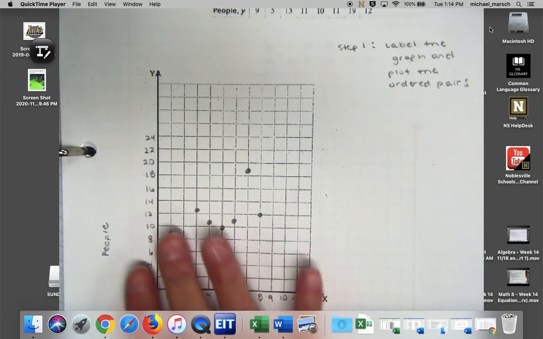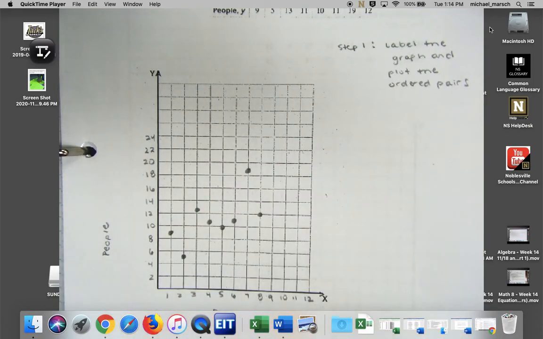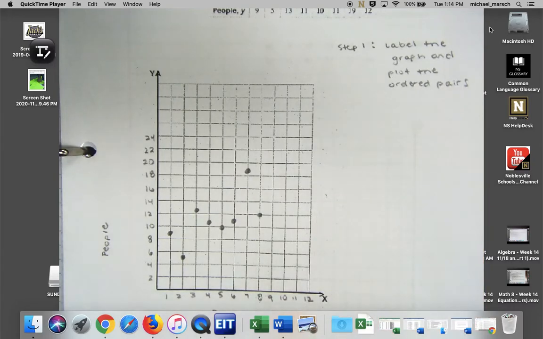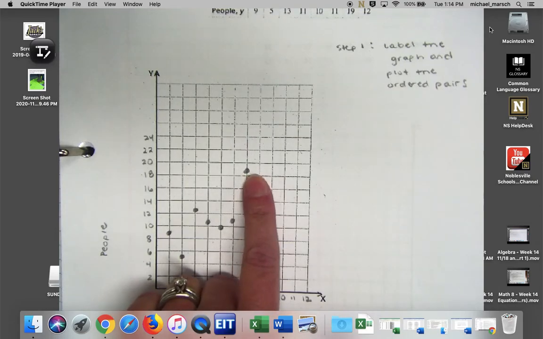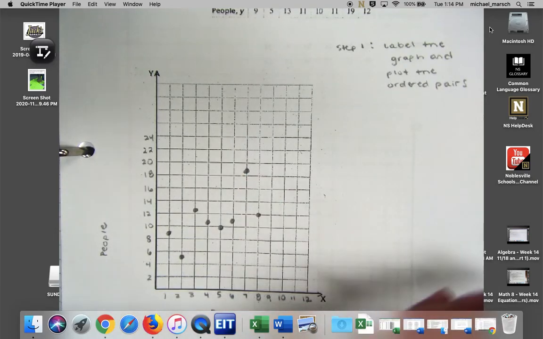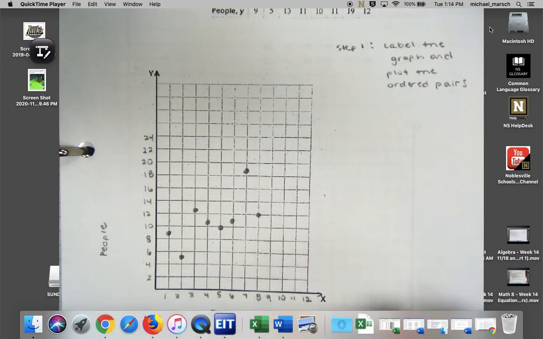You can see that it's going in a positive direction, right? We do have an outlier. Which ordered pair is our outlier? Chase? 19. Yeah, so on day 7, 19 people showed up to volunteer. That's definitely an outlier. So our next step is going to be to draw our trend line, which is to ignore the outliers because we want the line to go with the trend of the rest of the data, right? So this is where you're going to need your ruler.